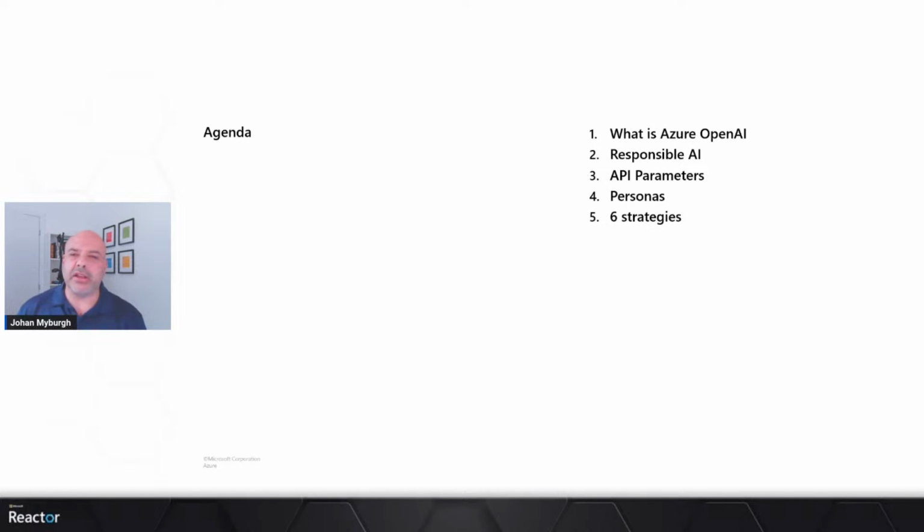So just a brief agenda. We're going to touch on what is Azure OpenAI, and then we'll talk about responsible AI and how the OpenAI service can essentially assist you with that and your application. Then we will talk about the parameters that essentially control these models. We'll touch on personas, and then we will probably be talking about personas for the rest of the session. And then there are 6 strategies that I'll touch on at least, and show you some examples around that. But let's get cracking.